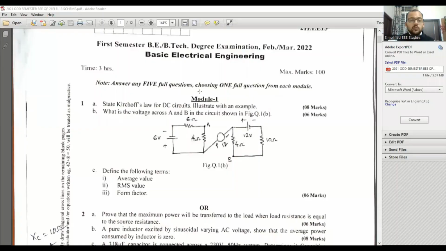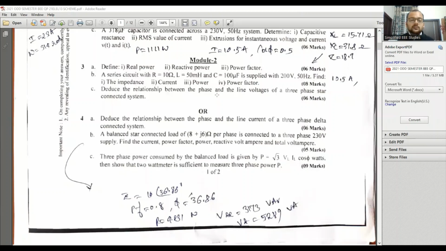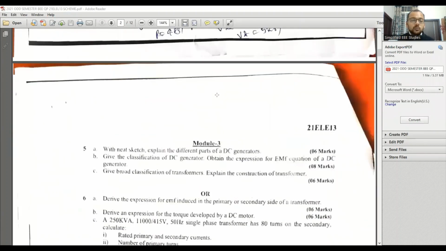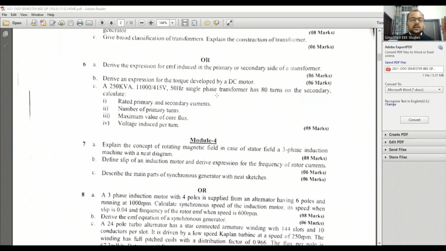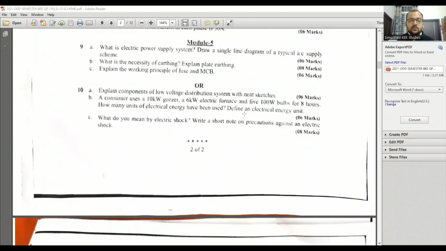First of all, let me share the screen of the question paper so you can have an observation. Module 1 we already covered, and Module 2 was also covered in the first session. Module 3 and Module 4 were covered in the previous session. Today we are going to focus on Module 5. First of all, I request you to go through question 9A.